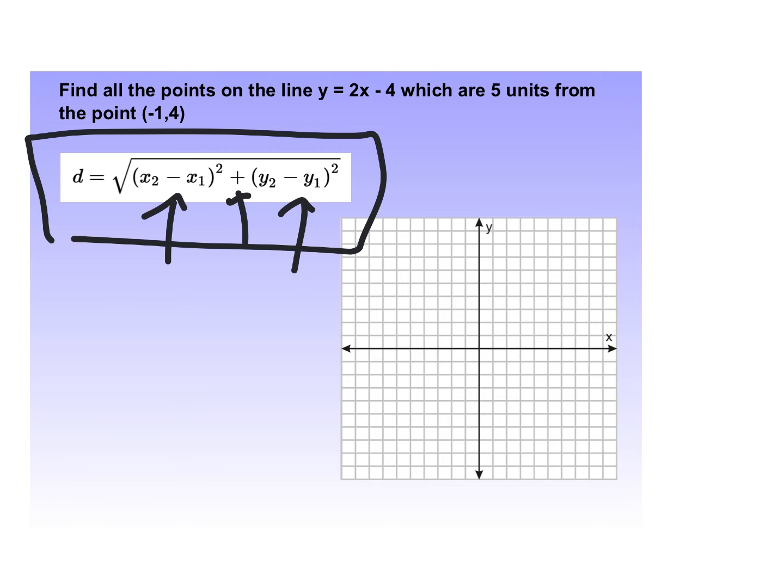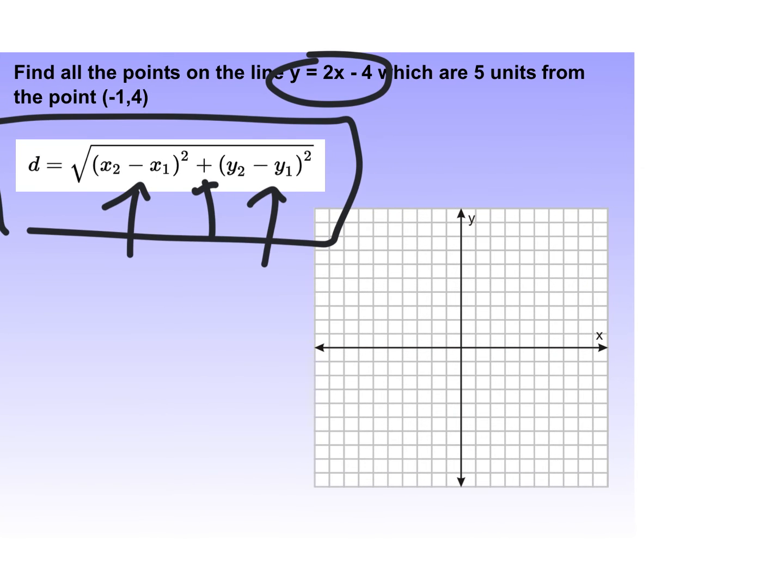All right, so y equals 2x minus 4. Well, I'm going to draw that. Here's y equals negative 4. Let's see if I can make the y-intercept right this time. And the slope of 2.